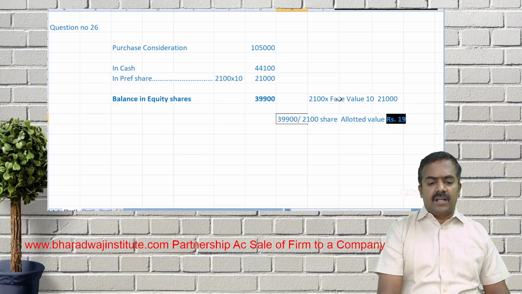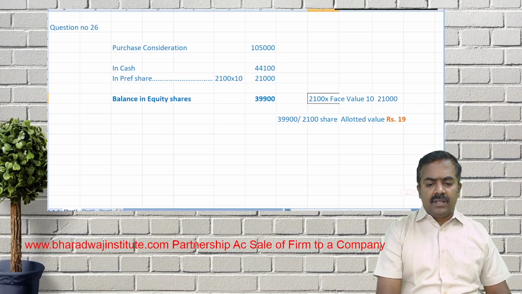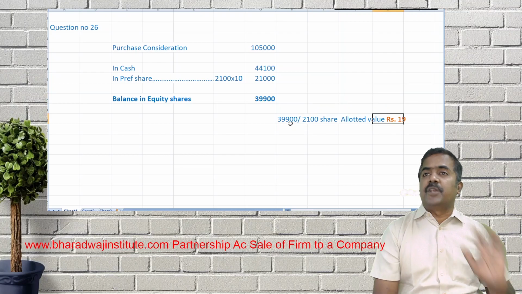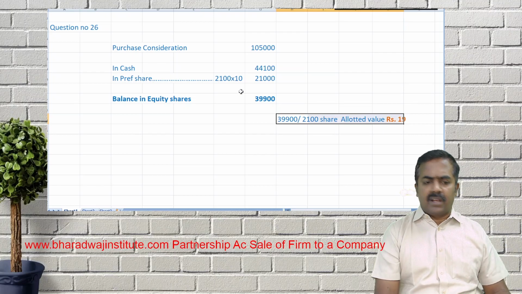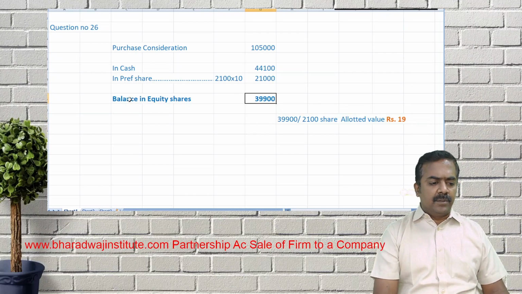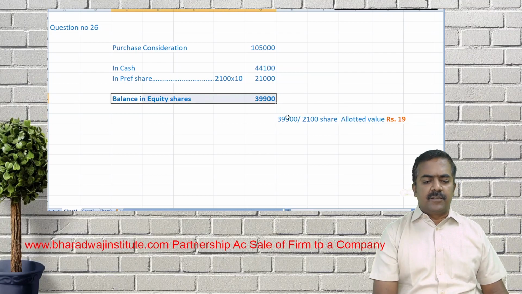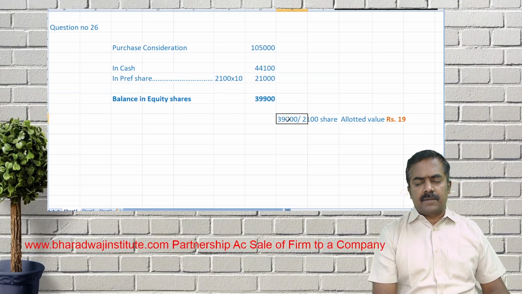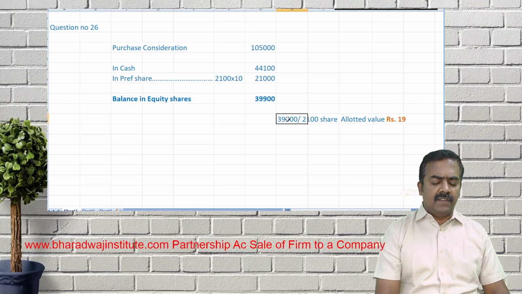19 rupees is the allotted value, but the face value is 10 rupees. So don't consider face value. Allotted value is 19, just for your reference. We are not going to use this anywhere. The balance 39,900 is in the form of equity shares. Note this, then we will proceed.